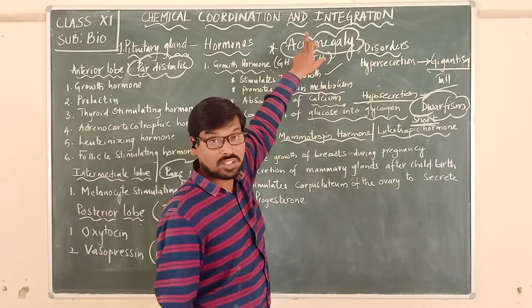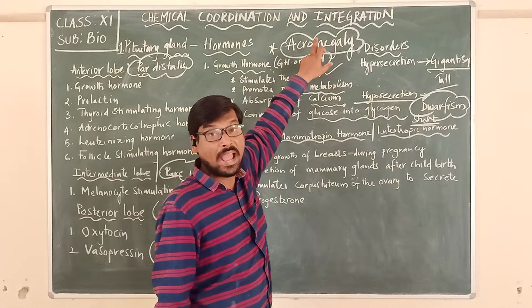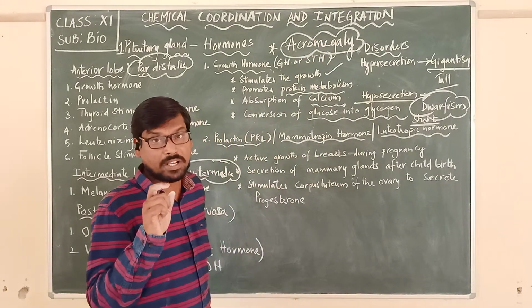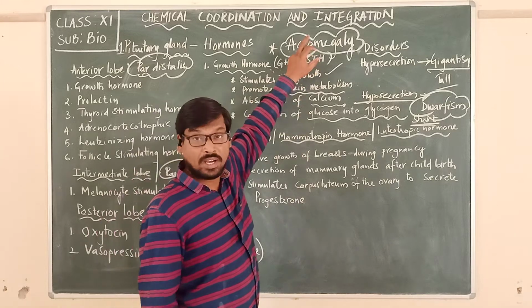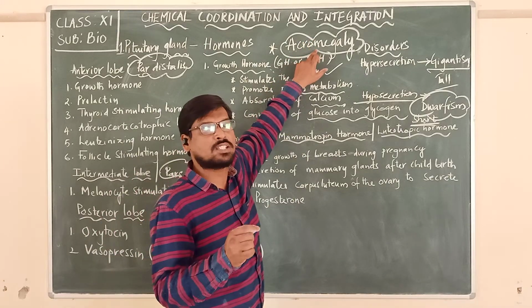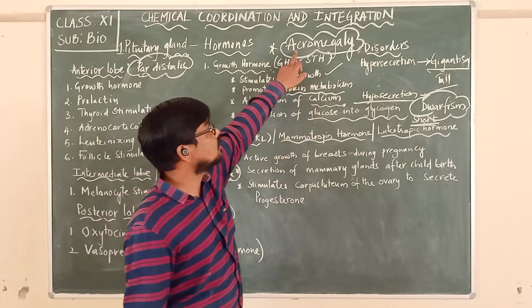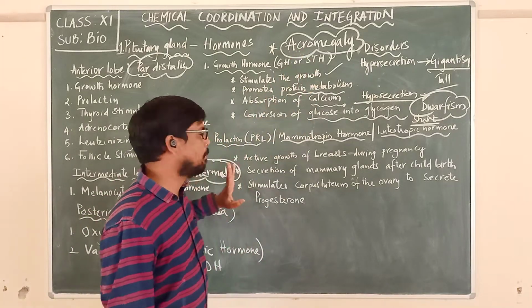So this is called what now? Acromegaly. If it is not identified, it becomes very severe. So in early stages only, it should be identified. Called what? Acromegaly. So this is seen in the adults. You have to remember that.